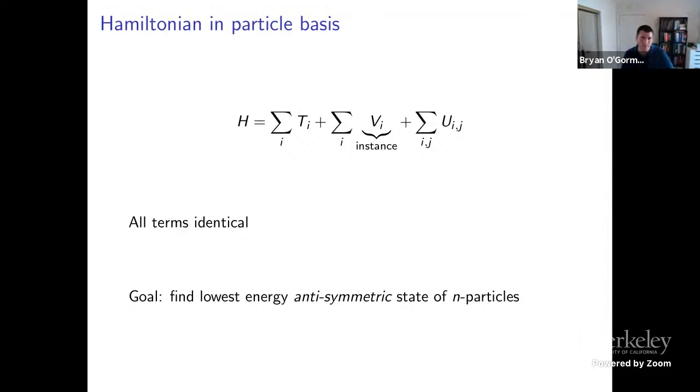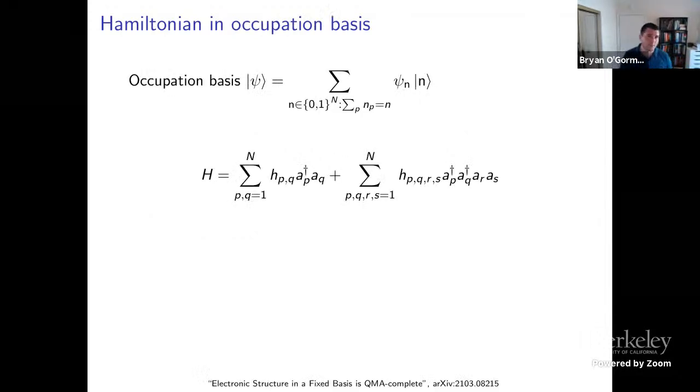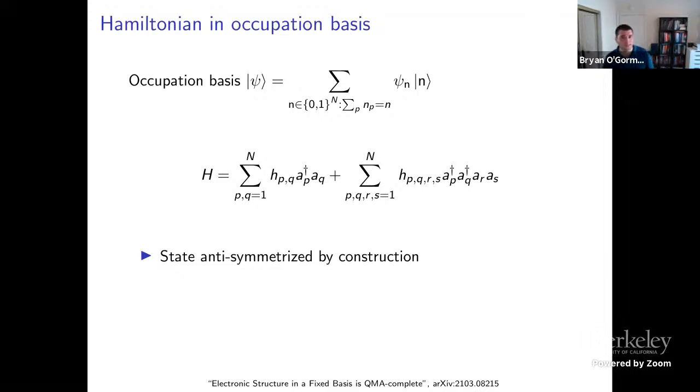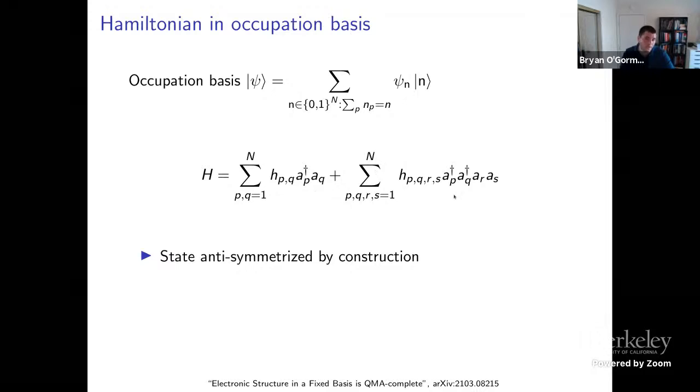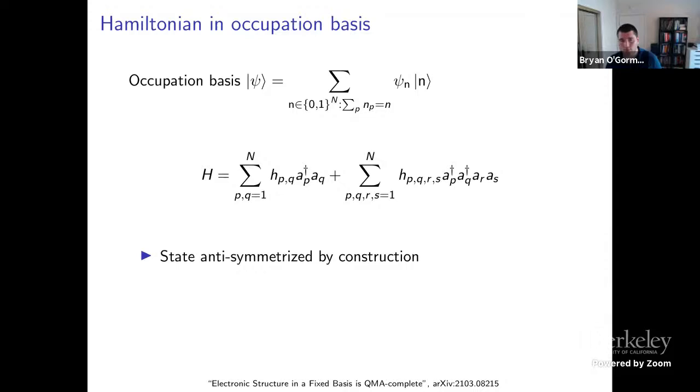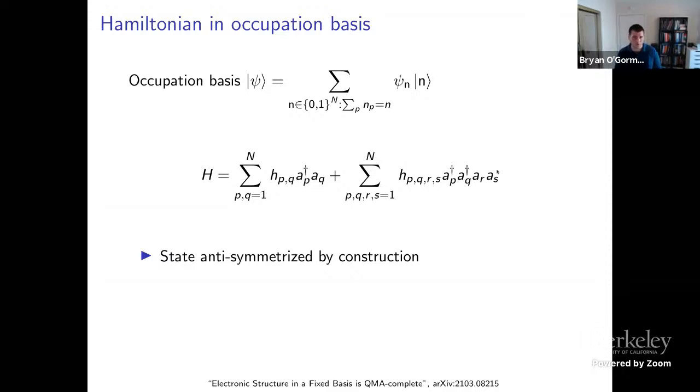And so in this representation, the goal is to find the lowest energy antisymmetric state. And this may be a bit of a departure from traditional quantum Hamiltonian complexity, this restriction to antisymmetric states. But there's this alternative representation in the occupation basis where we no longer have to explicitly restrict our attention to the antisymmetric subspace because it's sort of baked into the formalism by construction. And so here, instead of having a two-local Hamiltonian, we have what's called one-body and two-body operators. So the terms of this one-body operator move a single electron from one place to another, and the two-body terms move a pair of electrons from a pair of orbitals to another pair of orbitals.